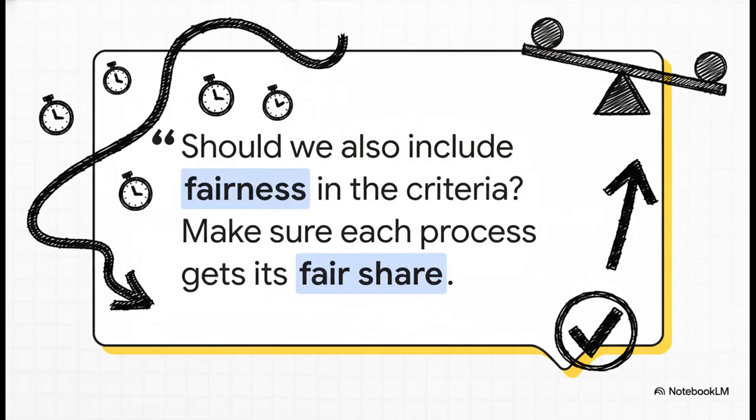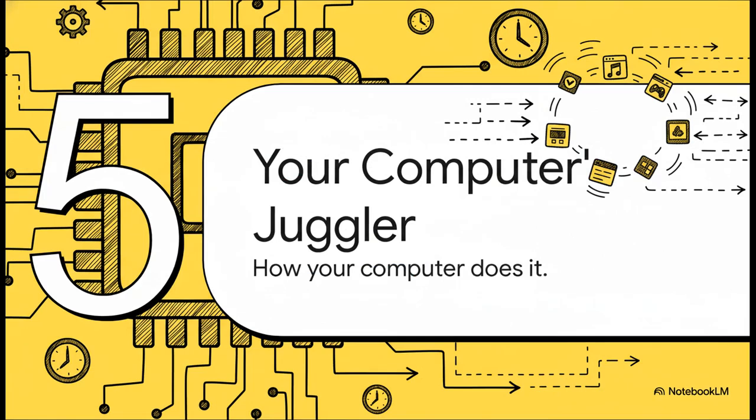But it's not all just about raw numbers. What about fairness? Think about it. A strategy like shortest job first could be optimal on paper, but it could also let a really long, important process starve, just waiting forever because little jobs keep cutting in line. So sometimes you have to sacrifice a little bit of pure efficiency just to make sure everyone gets a fair turn. So with all these different strategies and competing goals, how does your computer actually do it?